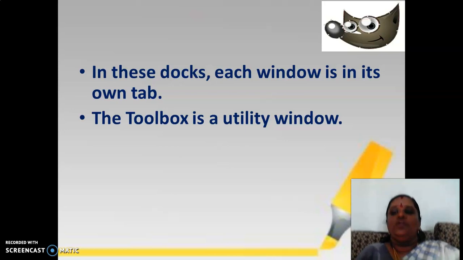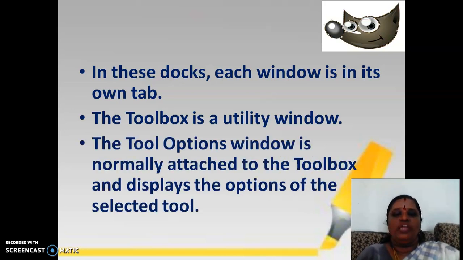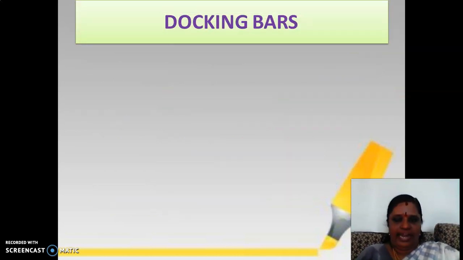Other than this, only the toolbox is available, which is called the utility window. The tool options window is normally attached to the toolbox and displays the options of the selected tool. What is meant by a docking bar?